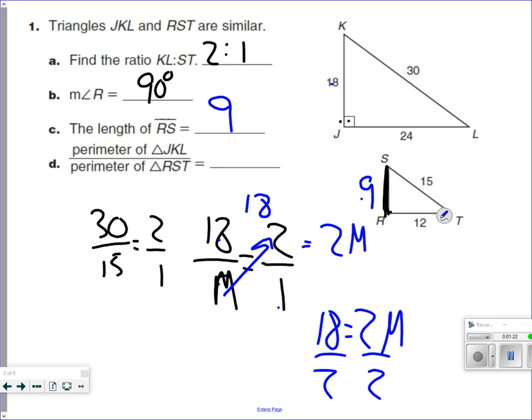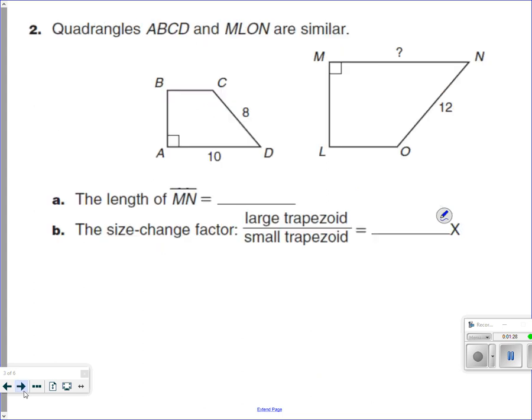And let's keep on cruising along here. So once again, our ratio is 2 to 1, okay? Next problem. Quadrangle ABCD and MLON are similar. The length of MN is what? Well, let's take a look at what we know so far. So we have to find out this length, which would be very similar to this length.